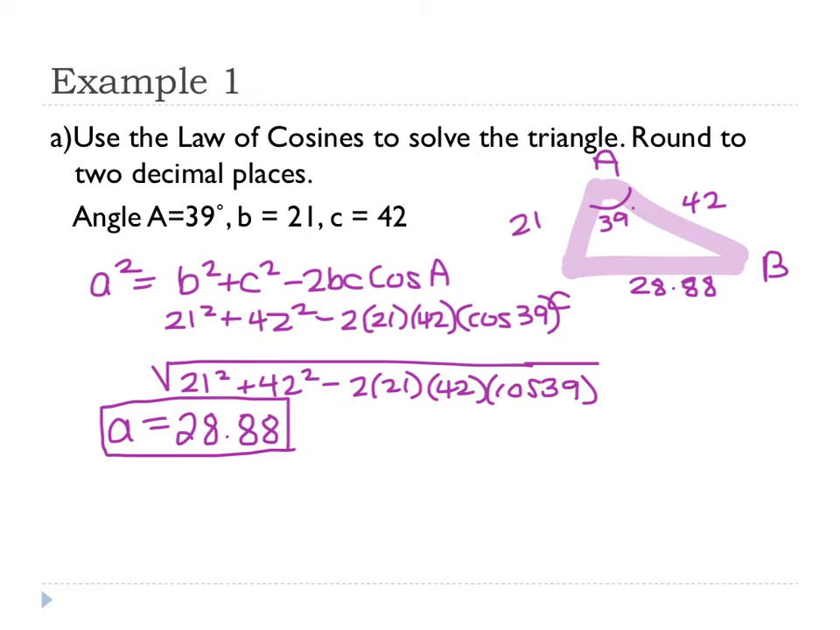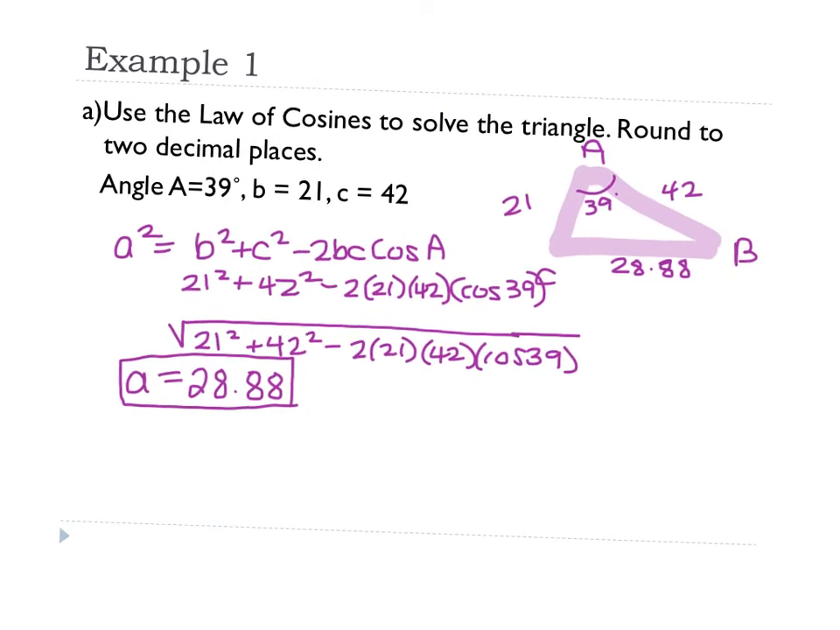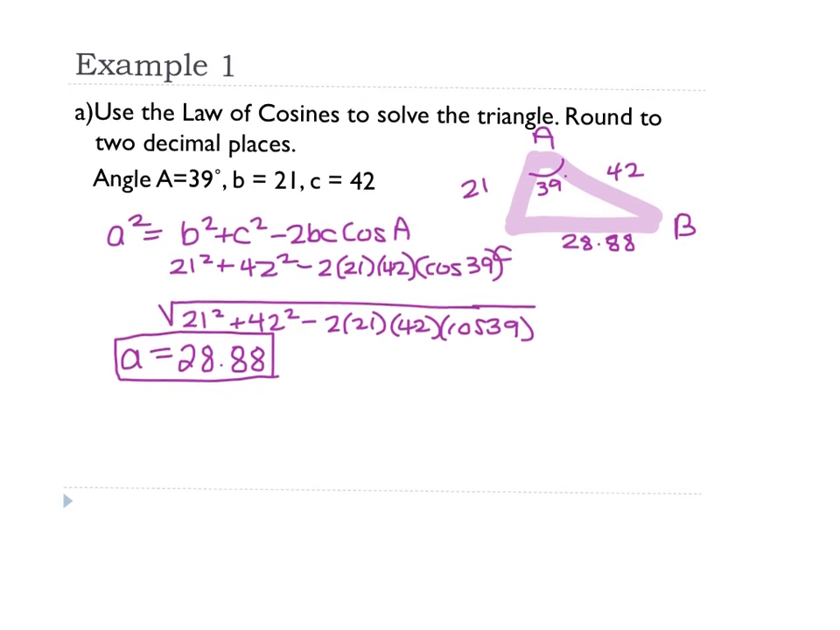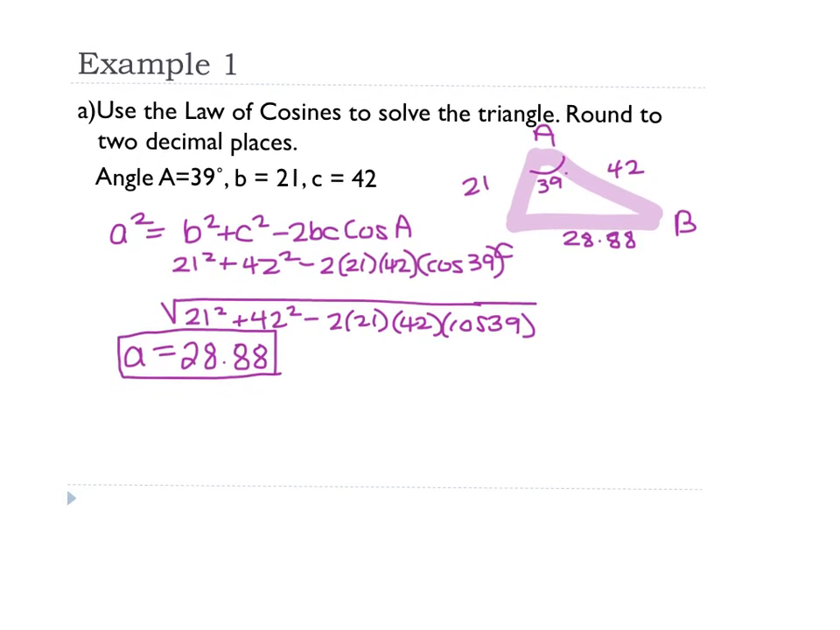All right, so now I've got side A, and you have two choices, right? One is, I can switch to law of sines. I now have one completed ratio, right? What's the other? Law of cosines. So I'm going to do law of cosines just so you see it because we haven't done it yet. We did law of cosines for the side, but we didn't do law of cosines for the angle. Let's say I'm going to solve for angle B.